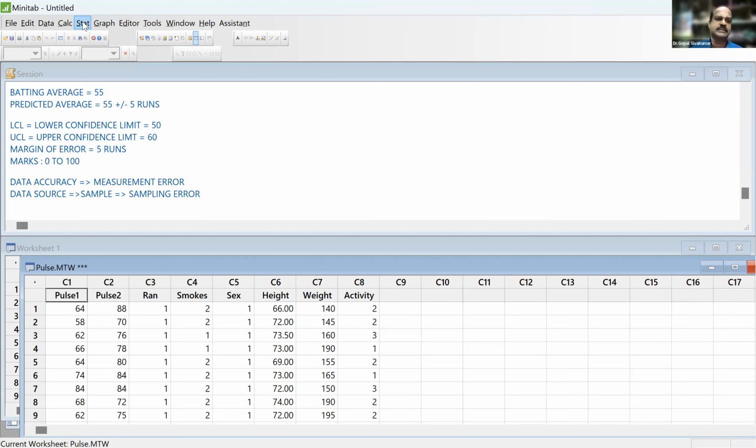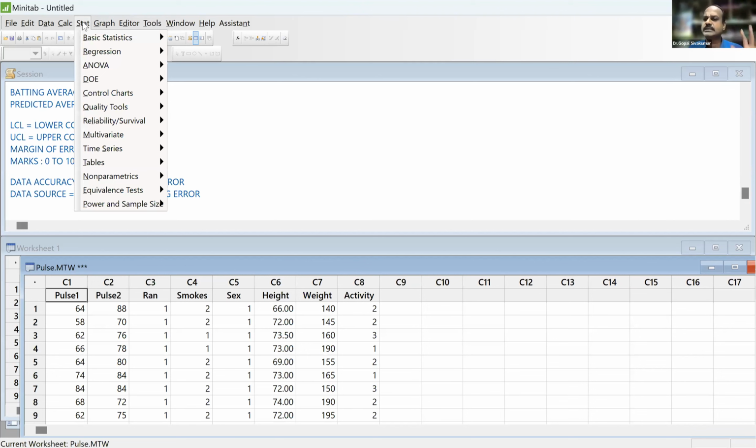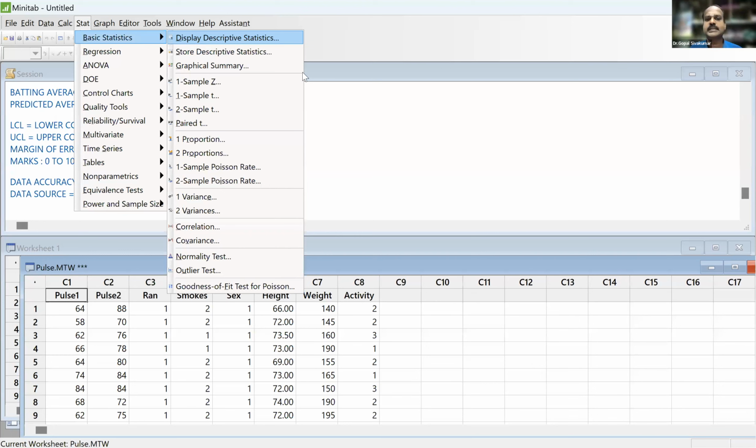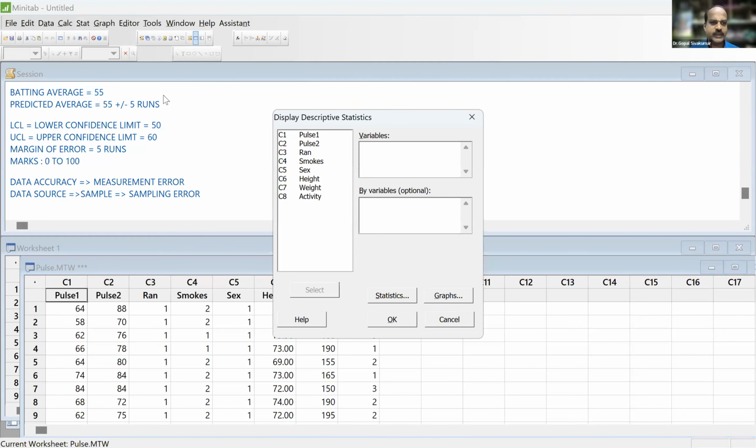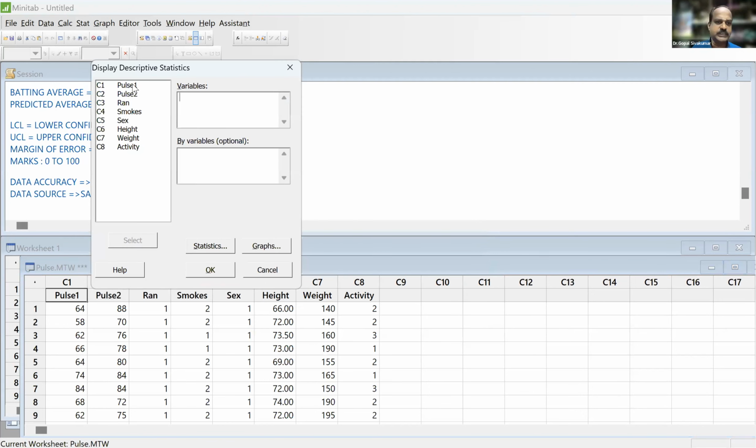Let's try to do some analysis, I mean, some calculations. Anything you calculate is known as statistics. So I click Stat, I click Basic Stat, I click Display Descriptive Statistics. And what is the data for which you need statistics? Column. So I click and select. Now I click Statistics. Can you see so much statistics come here?